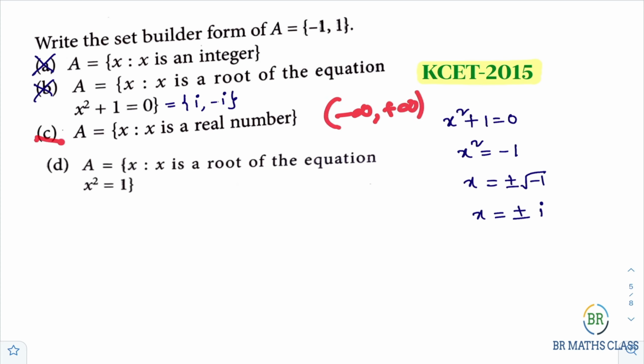Obviously they have given only 2 elements now. So option C is also a wrong option. Obviously, which option is the right option? Option D, because 3 options are wrong, which means obviously the fourth option will be the correct option.